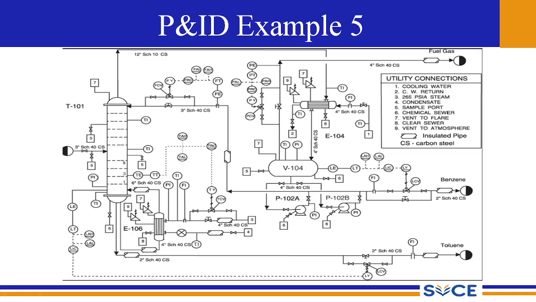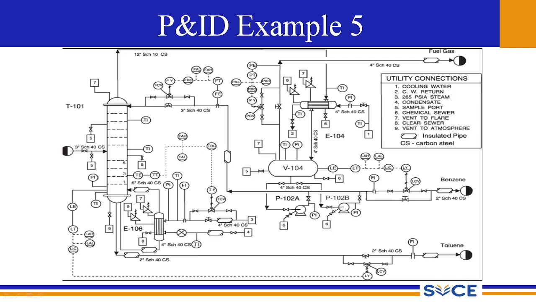Next, we move on to the P&ID example of a benzene toluene separation column. So this is a distillation column where you have the separation of benzene and toluene. The tower is named T101 and the corresponding other equipment are mentioned in the legends as E106, then P102A stands for the pump, then V104 stands for a storage device, and this E104 may stand for a heat exchanger. E106 is another heat exchanger.